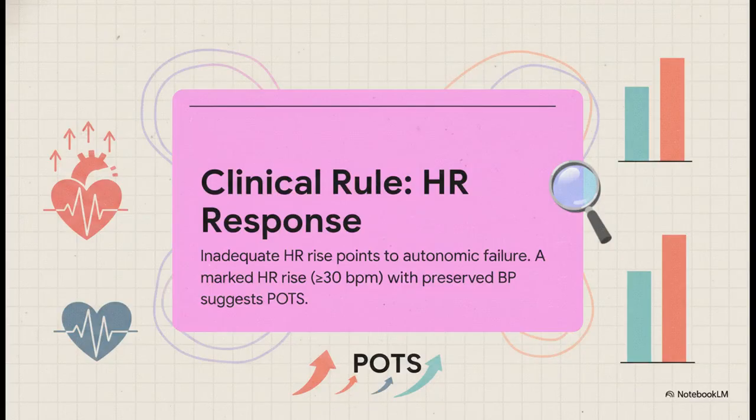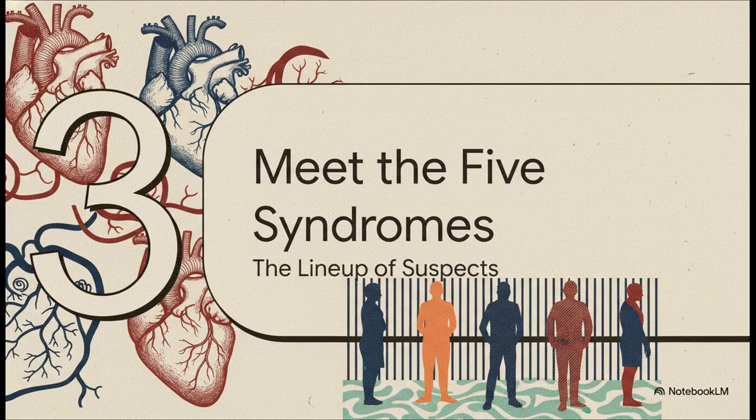So how do we get a clue right there at the bedside? Well, it all comes down to one absolutely crucial piece of physiology, the heart rate response. This tells a huge part of the story. If the heart rate barely even budges when they stand, you've got to suspect autonomic failure or maybe a drug like a beta blocker. But if it skyrockets while the blood pressure holds steady, well, that points us toward a completely different diagnosis, POTS.